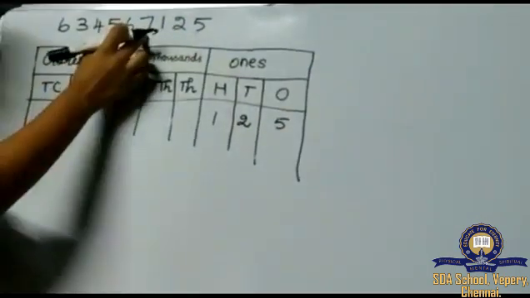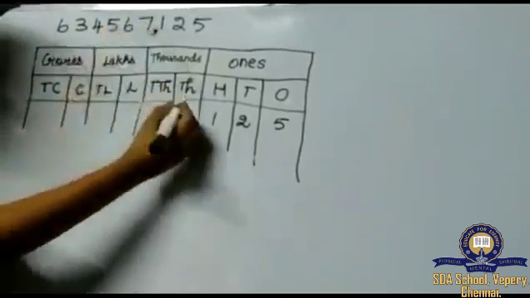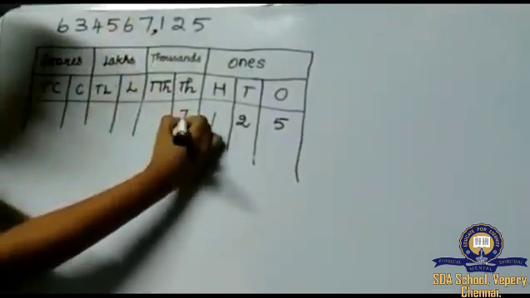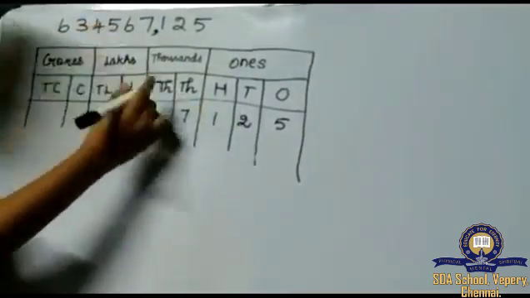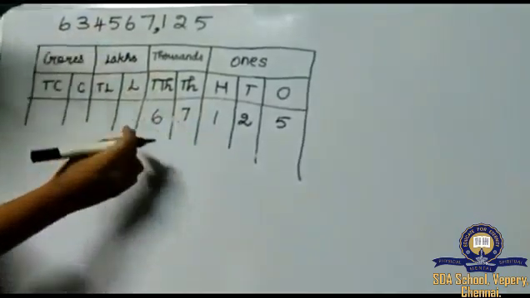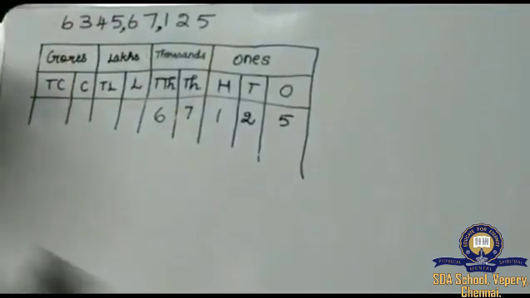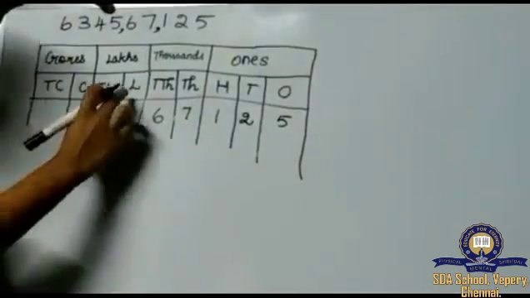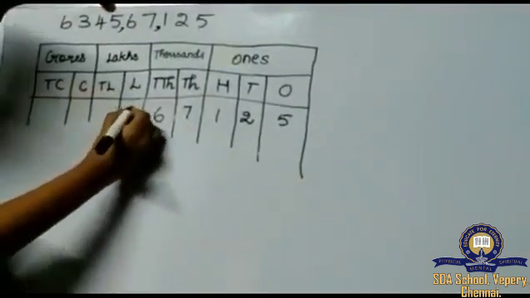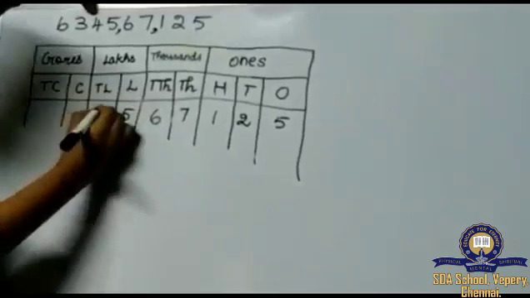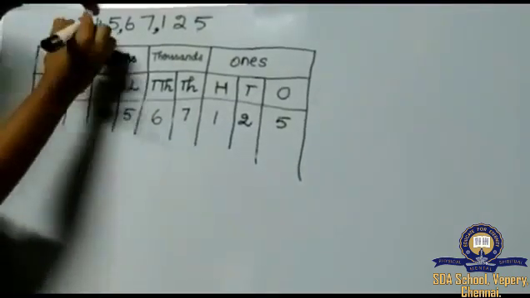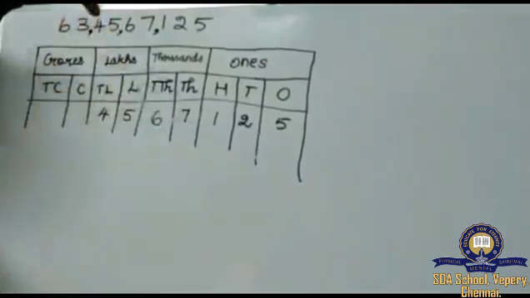So we have to come to the next number, which is 7. 7 comes under the thousands place and 6 comes under the 10,000s place. So we are done with 67. Next comes the 5. 5 comes under the lakhs place and 4 comes under the 10 lakhs place. So we are done with 45.